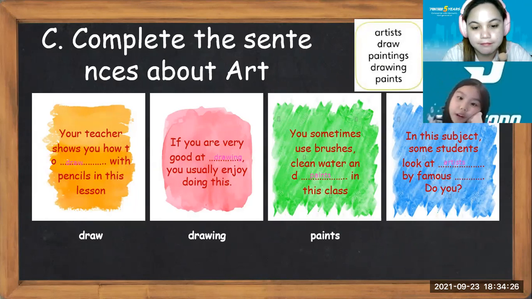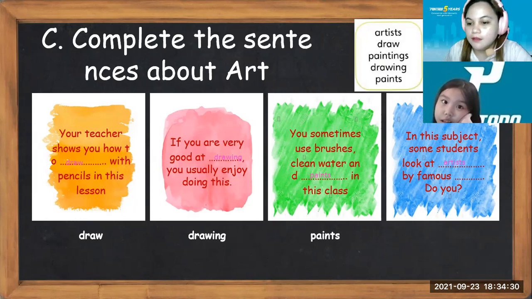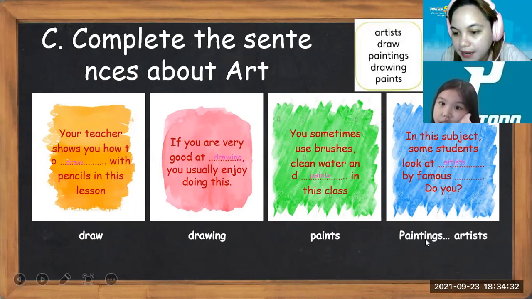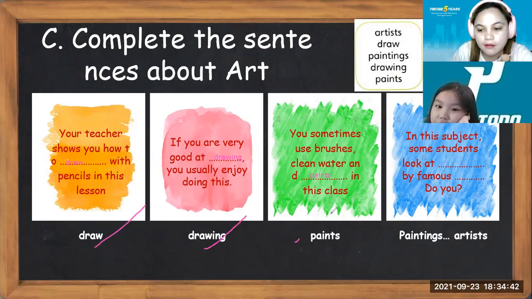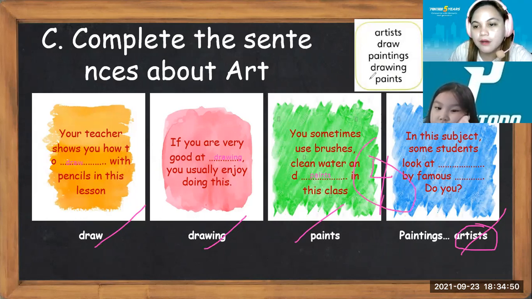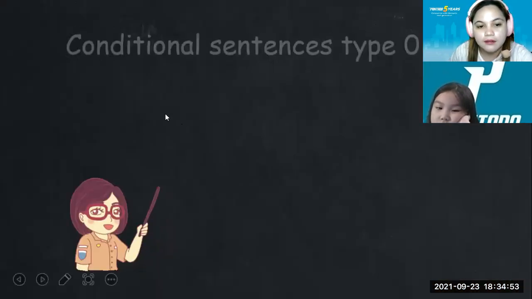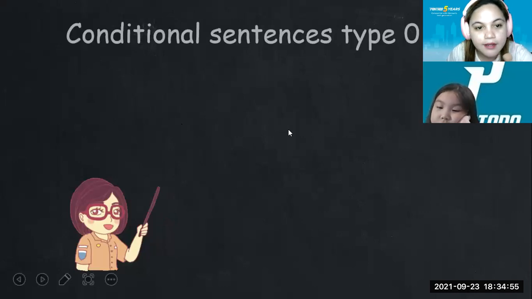I think look at paintings and artist. I don't write anything. Okay, but anyway, you got artist here, correct. All right, so 4 points for you, Huang. Let's go to the next one.